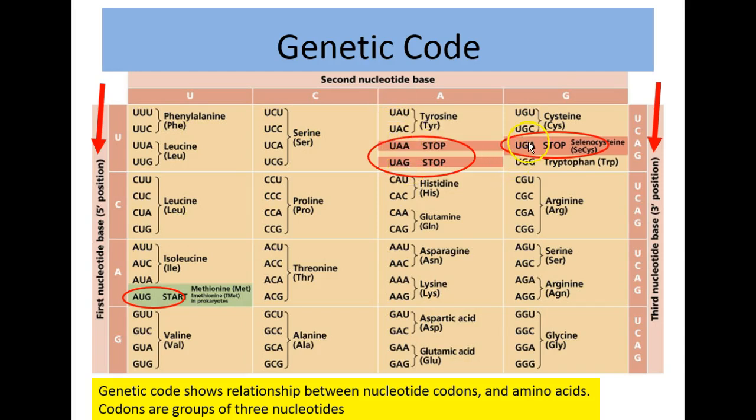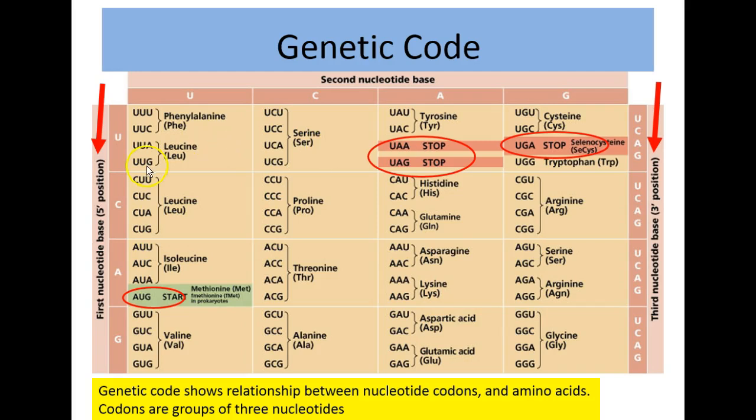Also notice there are 3 stop codons: UAA, UAG, and UGA. During translation, when the cell arrives at this codon, that is the signal that the cell has finished synthesizing the polypeptide and translation stops.